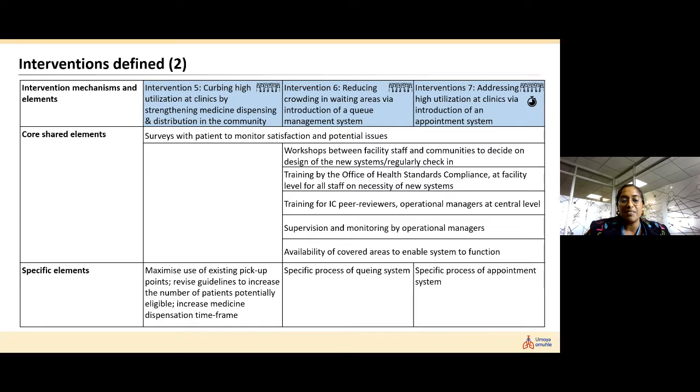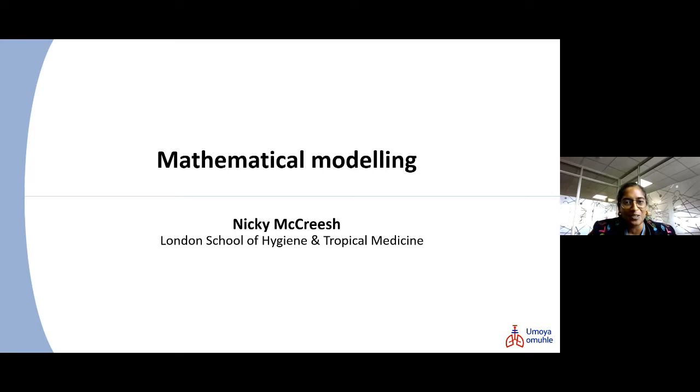Now we cover interventions which are more complex, for example, ways to maximize the use of chronic medication to avoid persons coming and to introduce queue management and also appointment systems. The latter interventions particularly should be co-developed by patients and staff to ensure uptake and successful implementation. I will now hand you over to Nikki, who will describe the mathematical modeling. Thank you.